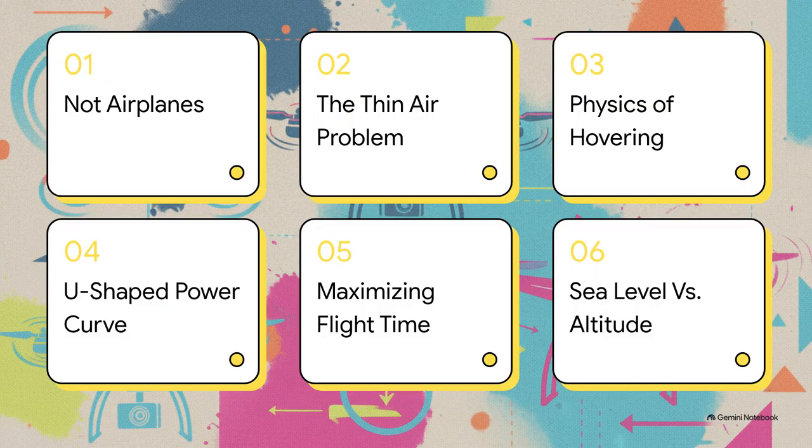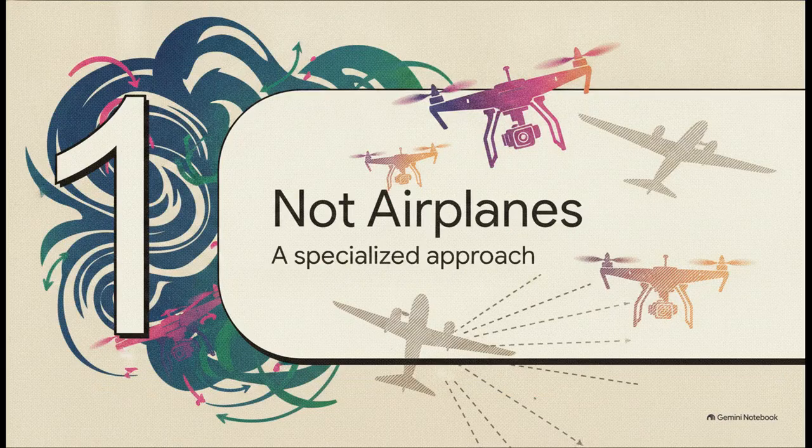Here is our structured roadmap for today. We'll start with exactly why drones aren't airplanes, tackle the thin air problem, break down the physics of hovering, and explore the highly counterintuitive U-shaped power curve. Then we'll apply all of this to maximize real-world flight time and finish up with a head-to-head comparison of sea level versus altitude. All right, Section 1.